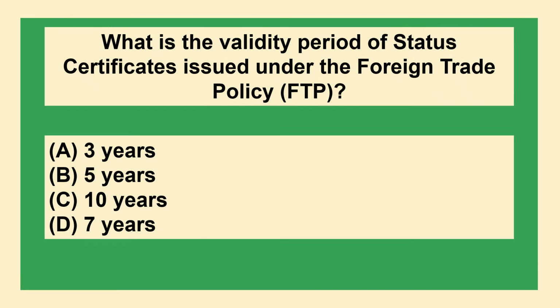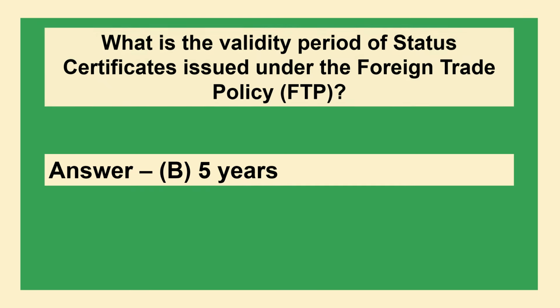What is the validity period of status certificates issued under the Foreign Trade Policy (FTP)? Option A 3 years, option B 5 years, option C 10 years, option D 7 years. The answer is option B 5 years.